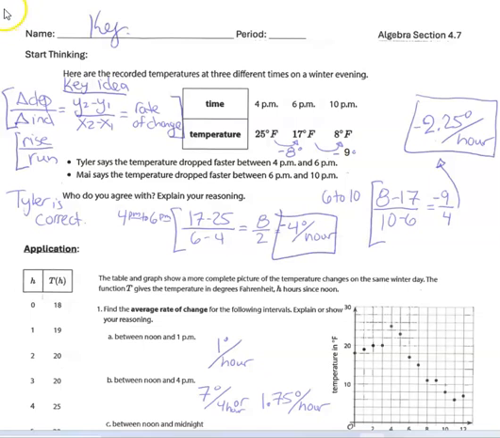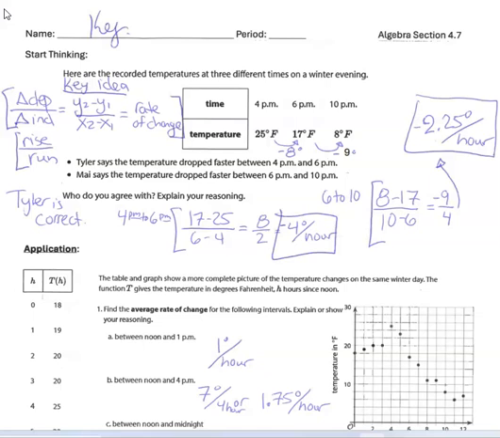So at first, when the students looked at this, they looked at the overall temperature change. Between 4 and 6, there was a change of only 8 degrees, and between 6 and 10, there was a change of 9 degrees. So a few of the students just flat out said, it must be between 6 and 10. But what they weren't thinking about was the fact that we're looking at rates of change.